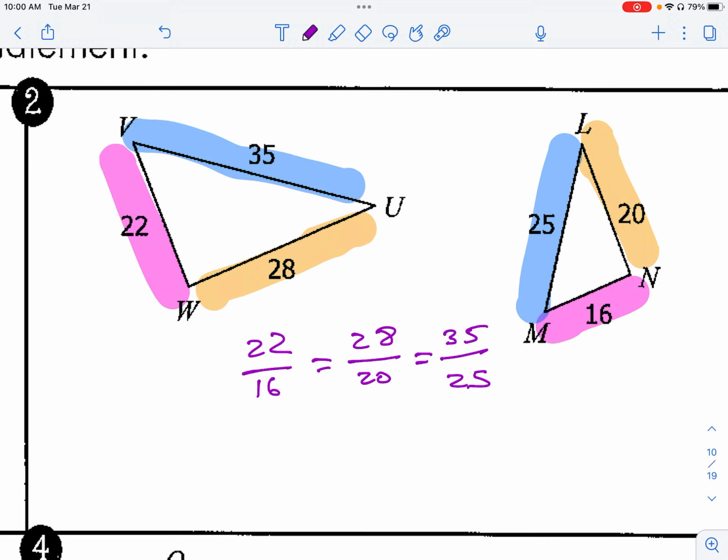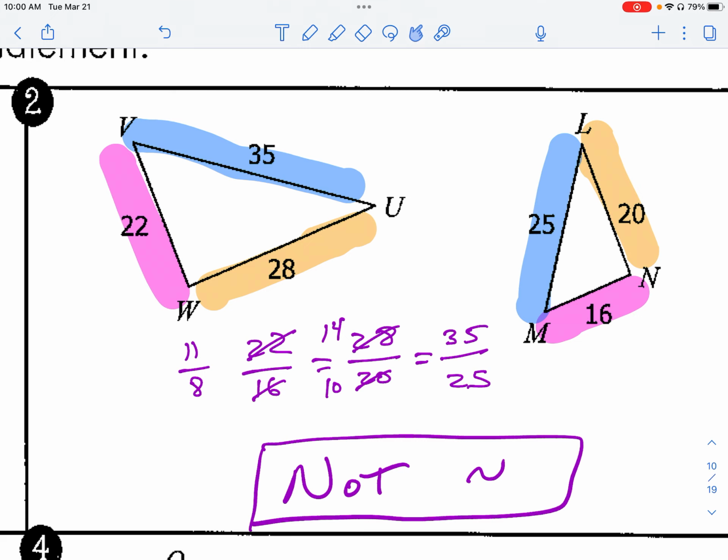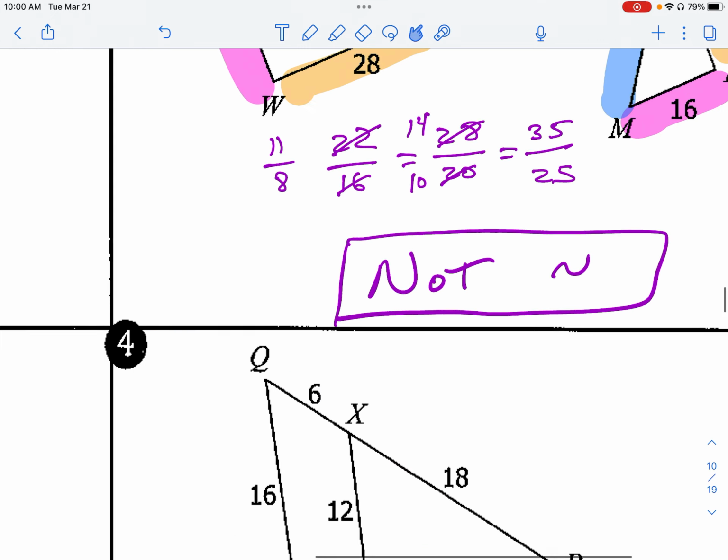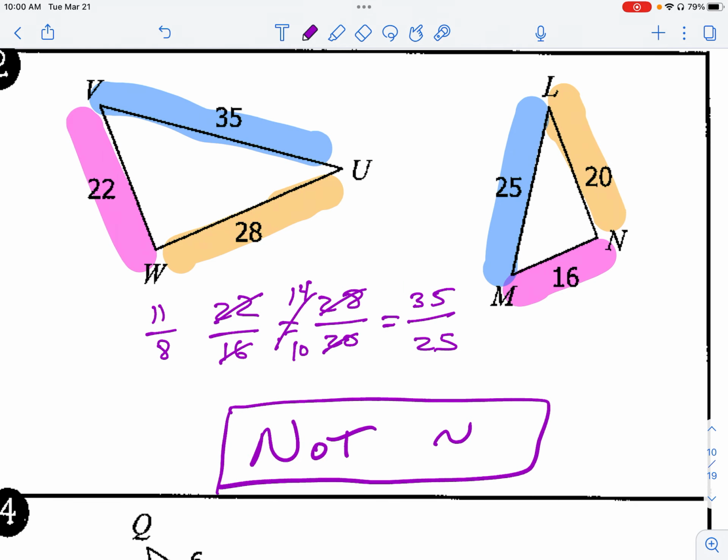So let's see. 22 over 16 reduces pretty easy because it's divisible by 2, and we get 11 over 8. 28 over 20 is also even, so we'll reduce that. So we get that down to 14 over 10, which is going to further reduce to 7 over 5. So these triangles are not proportional, so they are not similar. Because remember, all the proportions of all the sides have to be equal. And here, they are not.